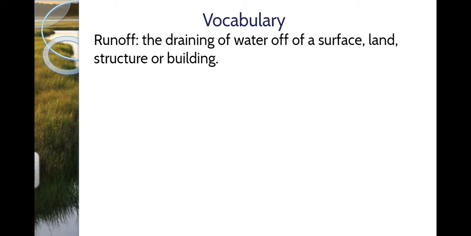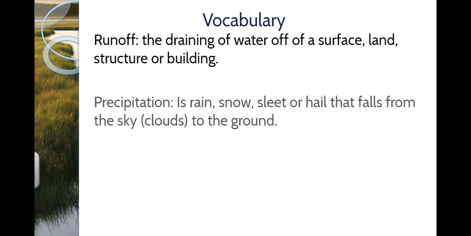Precipitation. Precipitation is rain, snow, sleet, or hail that falls from the sky to the ground. If it falls from the sky, which is the clouds, and it hits the ground, it is considered precipitation.